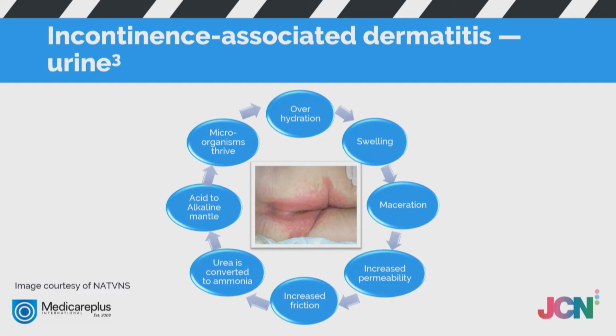Once the urine is sitting on the skin over a period of time, the urea is converted to ammonia. Ammonia is alkaline, so the acidic mantle is lost and we move from an acid to an alkaline mantle. This allows the flourishing of microorganisms, and they will thrive on the skin surface in this environment.